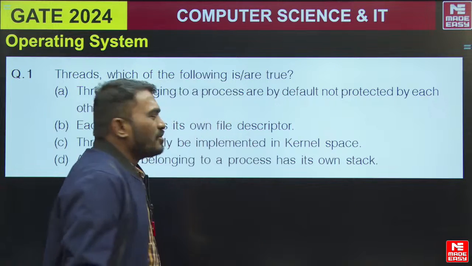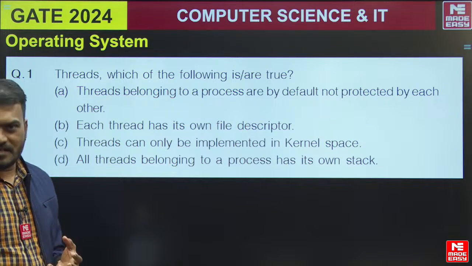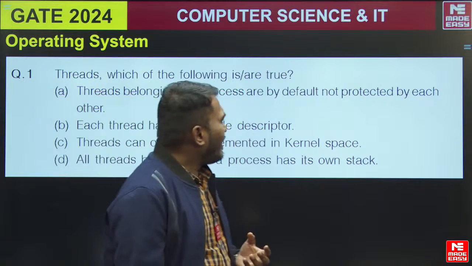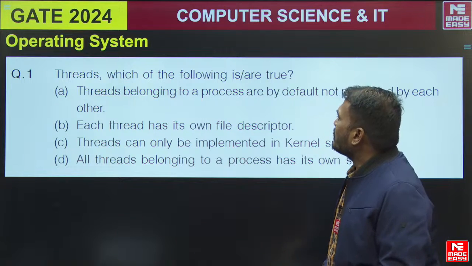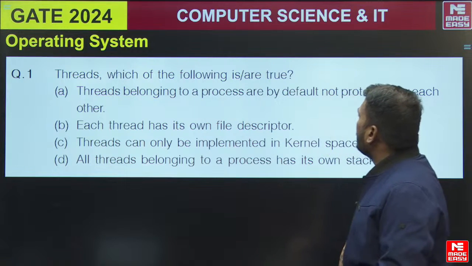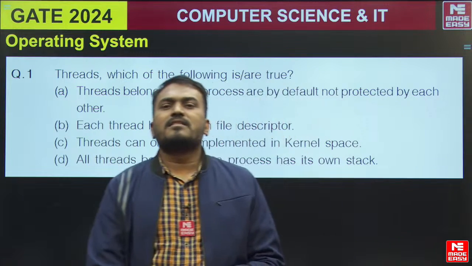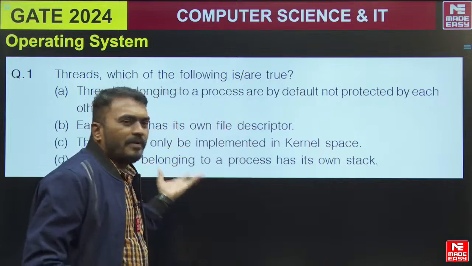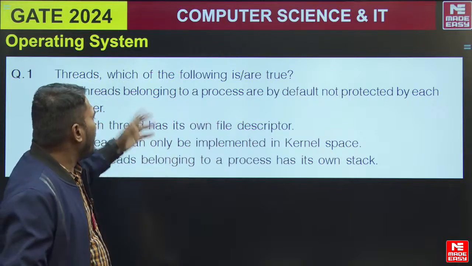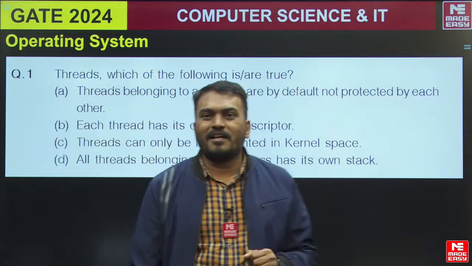So let's discuss the question from the operating system. This question is based on threads. I think this is an MSQ question as per the data we have received. It's asking which of the following are true. Generally we discuss user level threads and kernel level threads. Maybe in your paper the options are interchanged, so please observe the options and check whether they are correct or not.